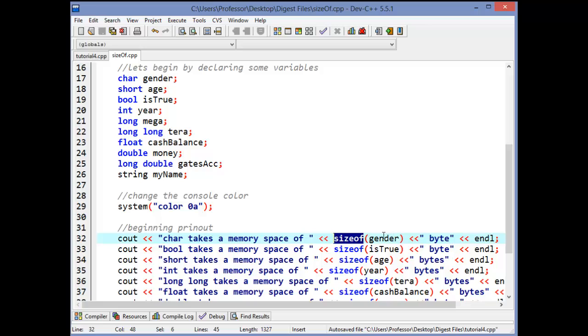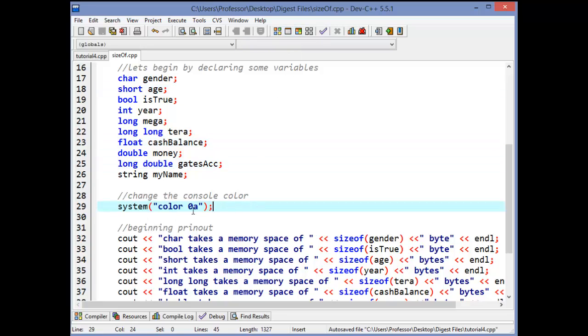Now there is something called the sizeof function. Is that okay? What this sizeof function does is it takes the name of a variable and tells you the amount of memory that variable takes depending on its data type. So when you run this program, it's going to print the amount of memory that character data types take, short data types take, boolean data types take, and string data types take. So let's run this program.